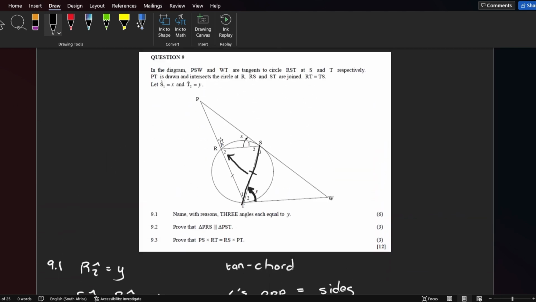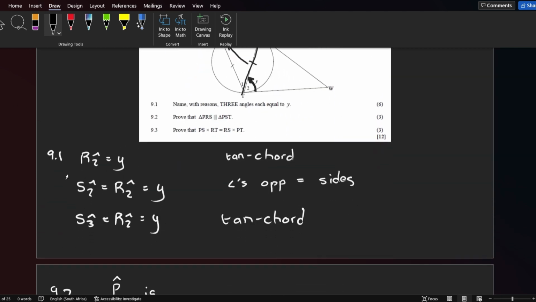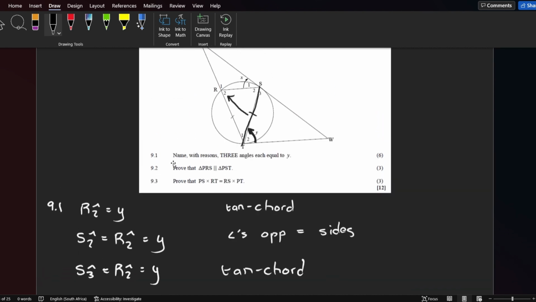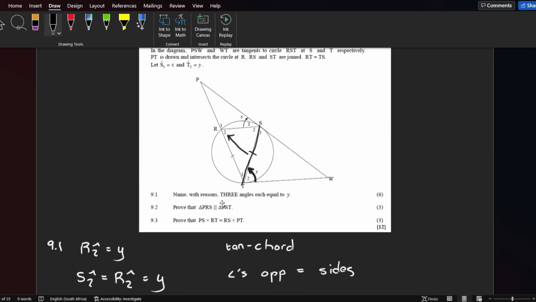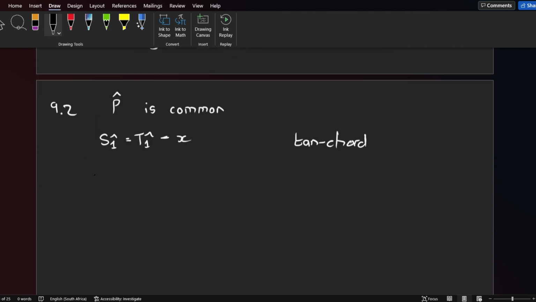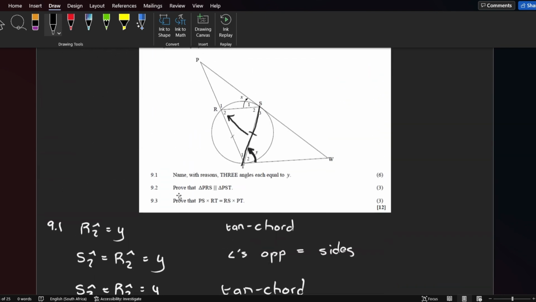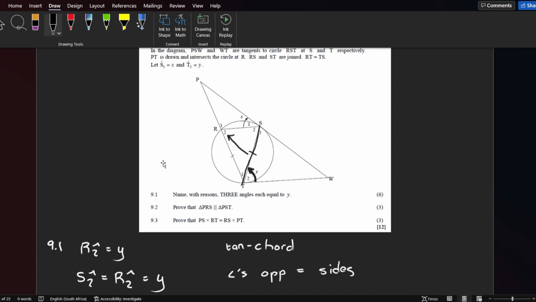And once you've proven in any two triangles that two angles are equal, the third angle is automatically equal. So angle PRS and angle PST. Angle PRS is equal to angle PST, and the reason there would be sum of angles in a triangle. So when proving similarity, you essentially only need to find two angles that are equal, because once two angles are equal, then the third angle of the triangle is automatically equal.